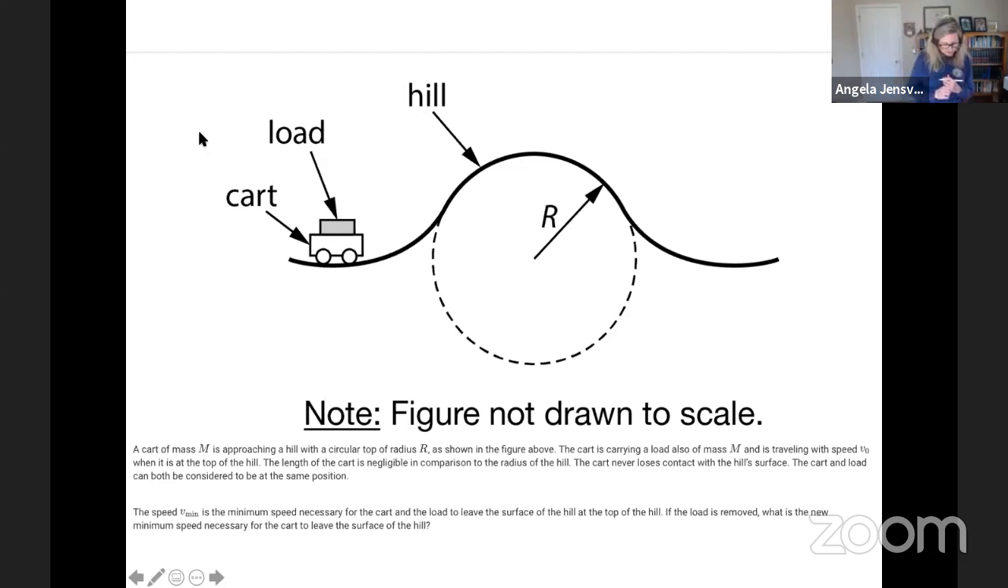Okay, here we go. You've got a cart of mass m and a load which also has mass m, and the cart never loses contact with the hill surface, and the speed v min is the minimum speed necessary for the cart and the load to leave the surface of the hill at the top of the hill. So if the load is removed, what is the new minimum speed? Okay, give it a try.